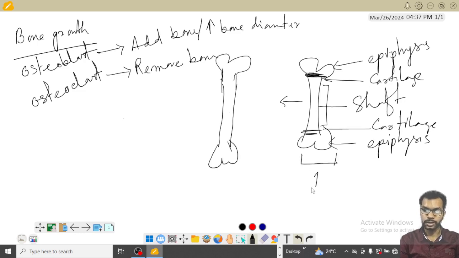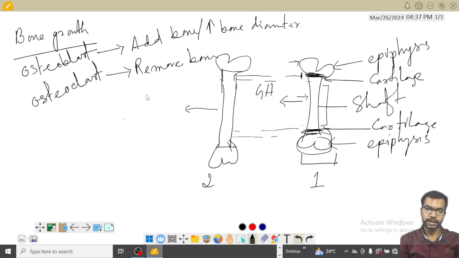In stage 1, you see the epiphyseal bone and the bone of the shaft are joined by this cartilage. In the presence of growth hormone, what happened? This cartilage is increased in length. You see here, this cartilage is used up, and as it is used up, a very thin line of cartilage remains. This cartilage is used to increase the length of the shaft.